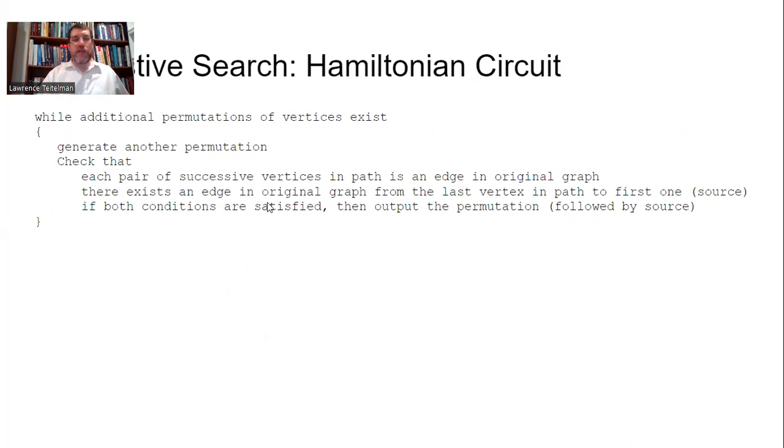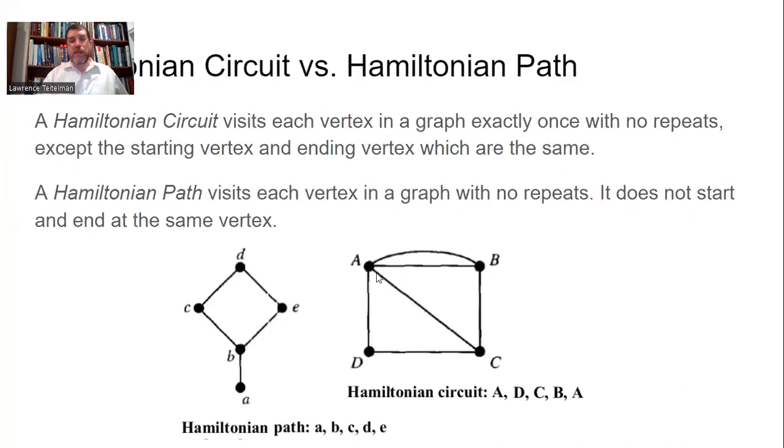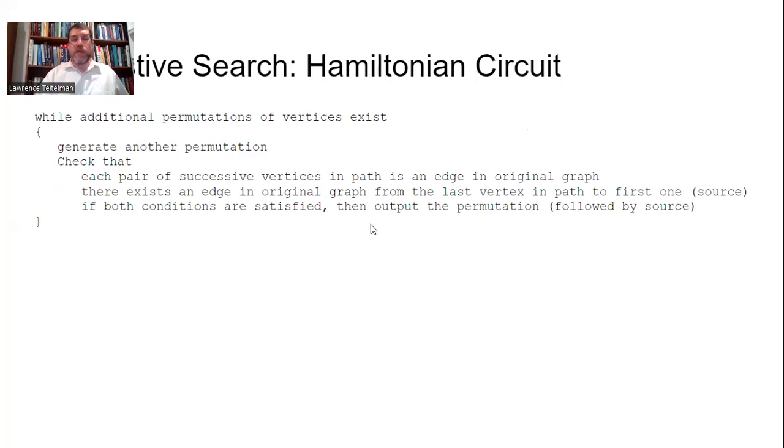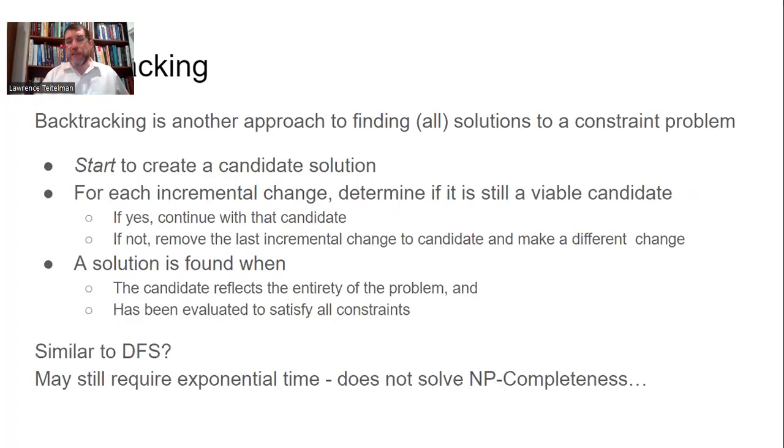We have to check that there is an edge, and also that we can get back. All right, so let's say we're going to go A, D, C, B. We have to check that there is also an edge from the end of the permutation back to the beginning of the permutation, right? If all that is true, so each successive pair in the permutation is in the graph, then good. We need to be able to go back to the beginning. If we have that, then we have a successful Hamiltonian circuit. Okay, so that's exhaustive search. We've talked about that before.